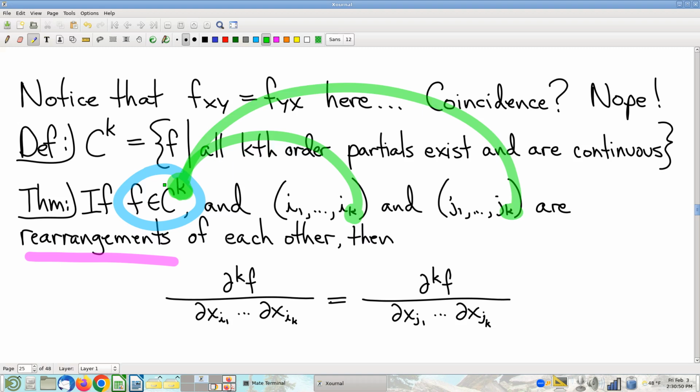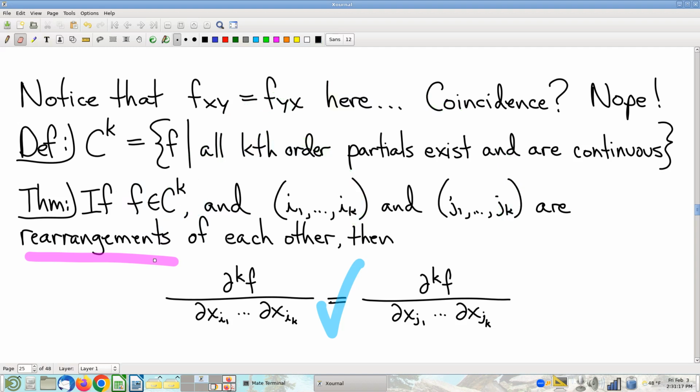Rearrange however, as long as these are all the same numbers, just in different orders. In other words, these are all the same partials that you're taking. You just change the order that you're doing the partials. If your function is C^k, then those mixed partials, as expected, are always equal. Is that all right? Now, I'm not going to prove this. By the way, this is very hard, well beyond Math 219 to be able to prove. Okay. All right. So, nice little bit of good news.